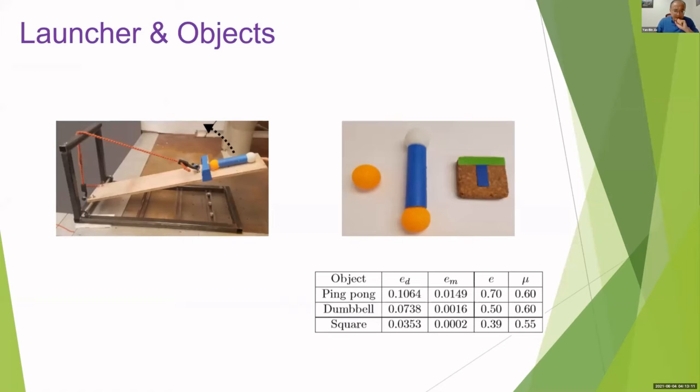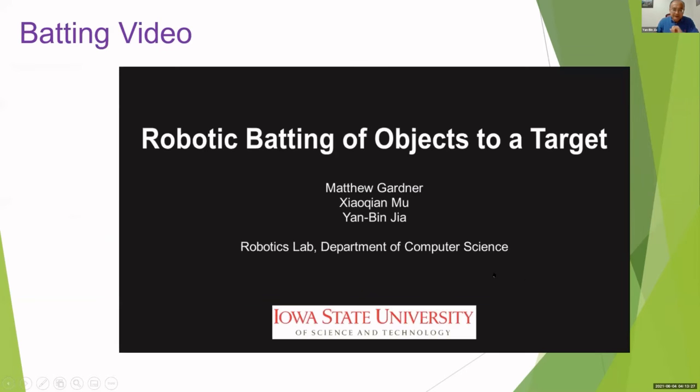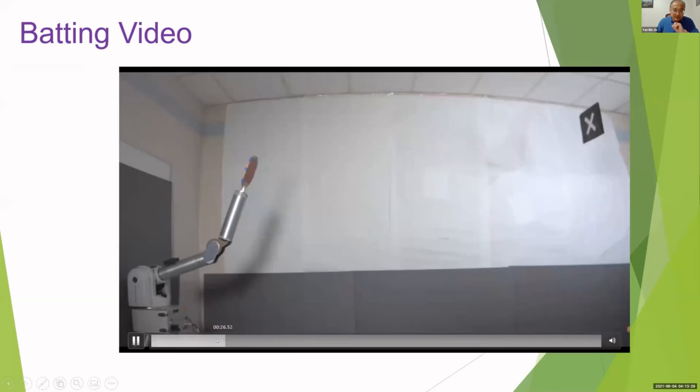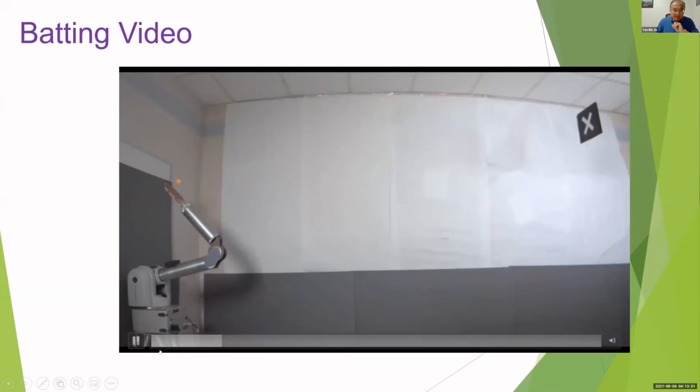So we want this object to fly in a vertical plane. That's why we use a launcher, a catapult. And for these three objects, we measured their drag coefficients, Magnus coefficients, coefficient of restitution, and contact friction. All these are measured. So now let's look at some video.